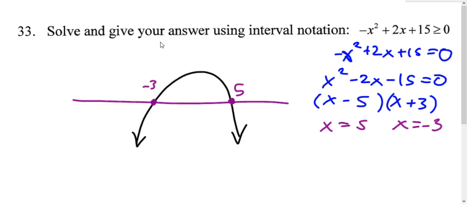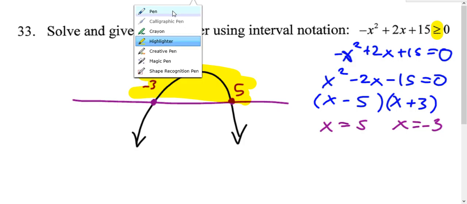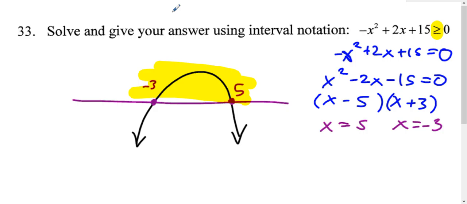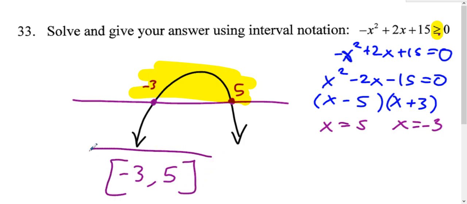We just need to look now at the greater than or equal to. Greater than or equal to means above the x-axis. It is above the x-axis between negative 3 and 5. From negative 3 to 5, that's where it's above the x-axis. And then equal to means that we put brackets for our interval.